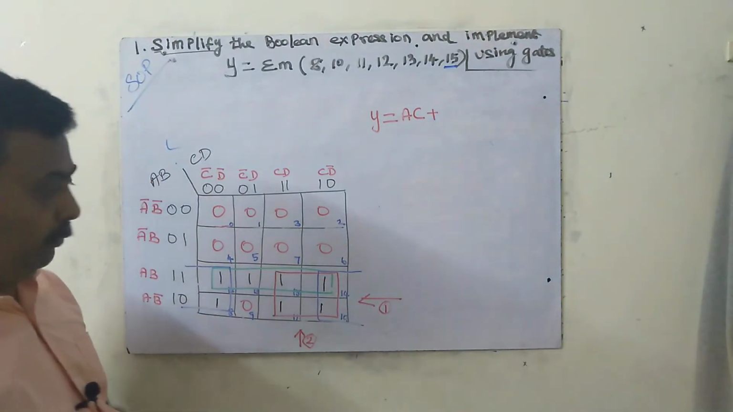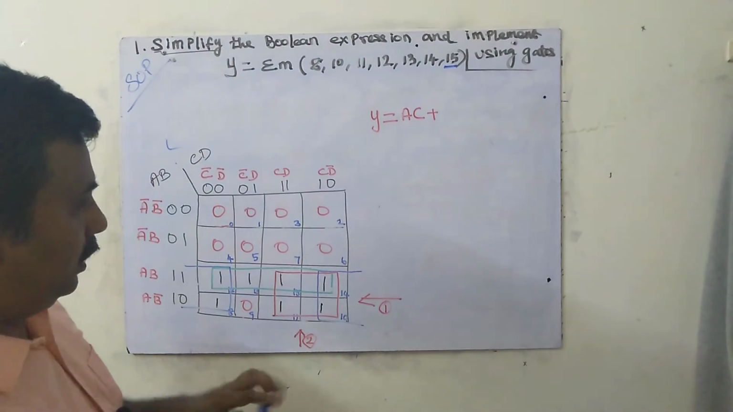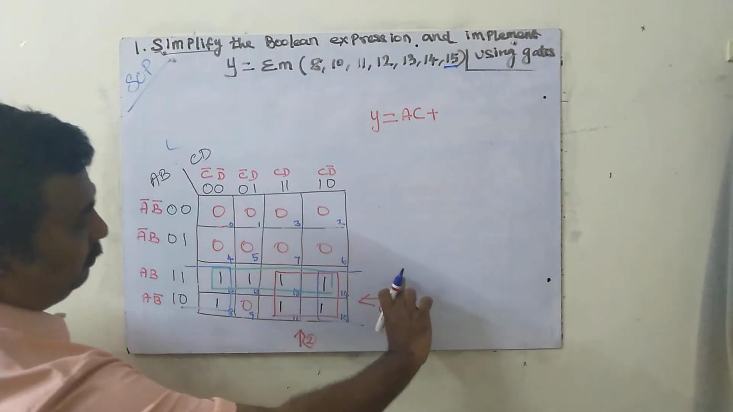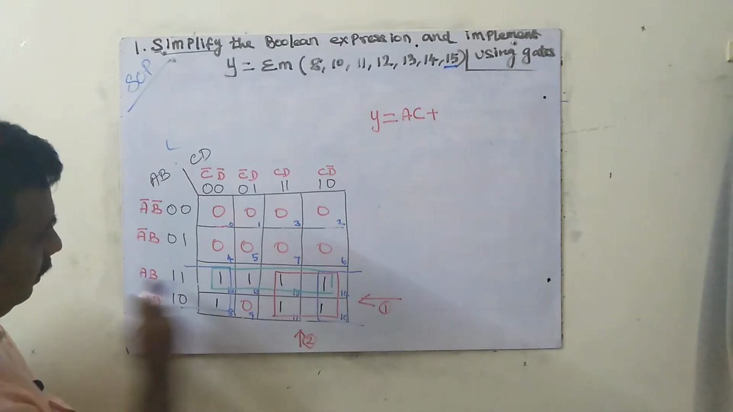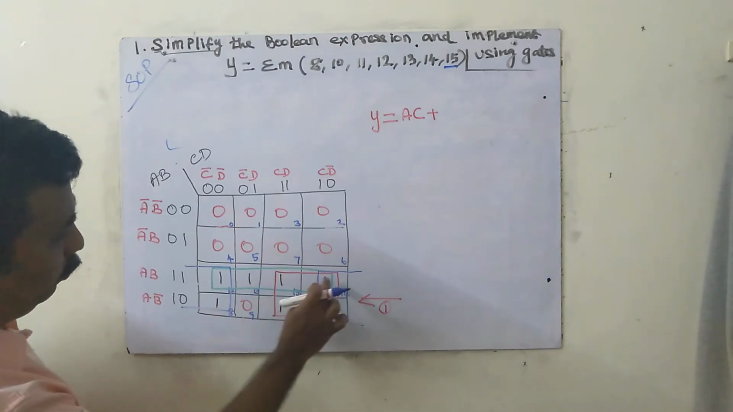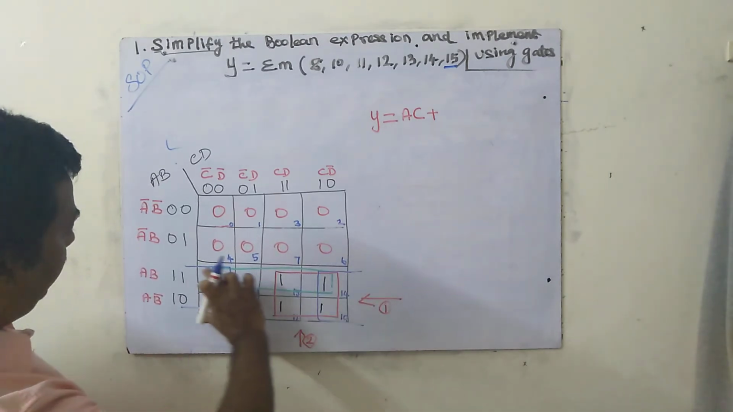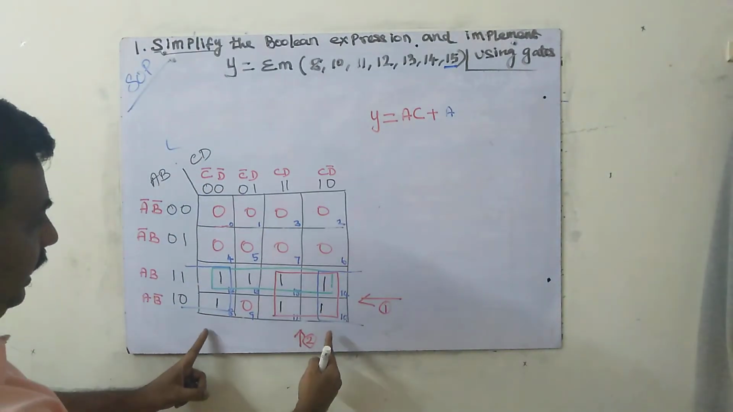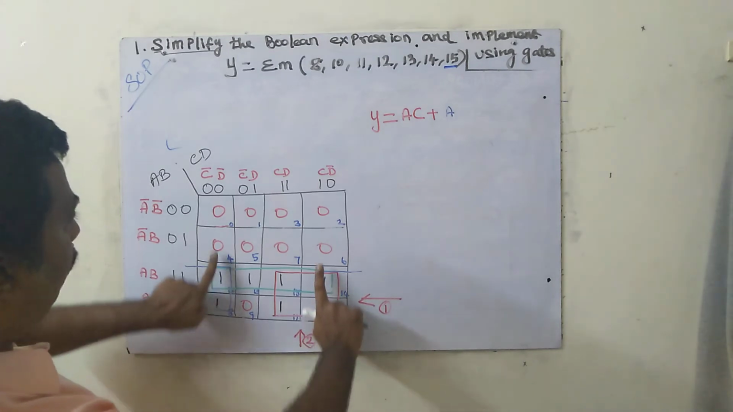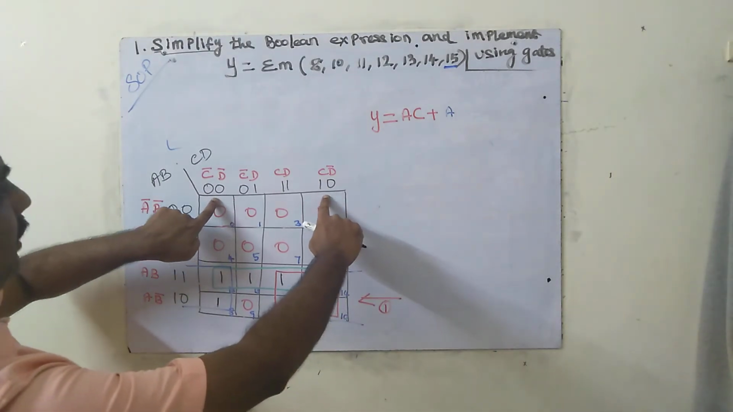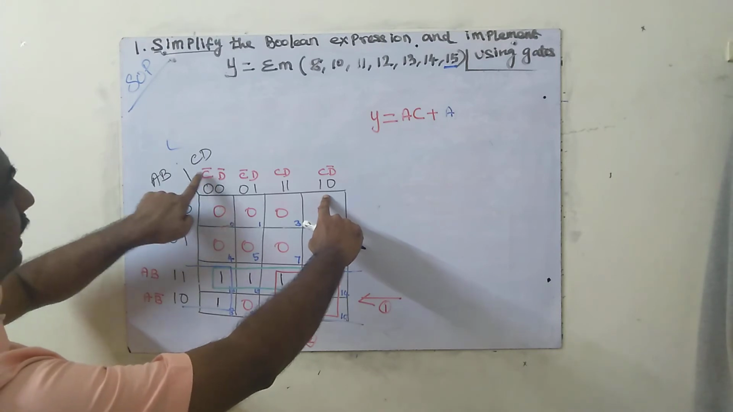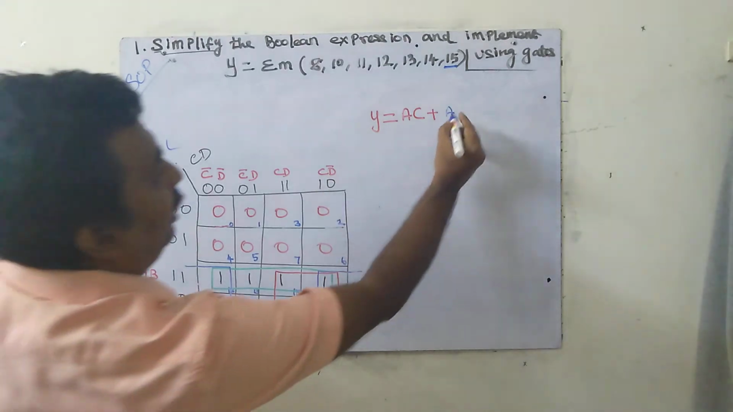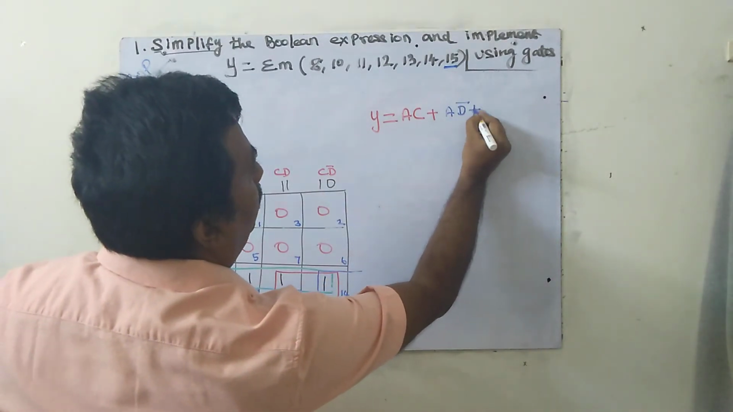Next I am going for the blue color. When I see from here, which is common for all 4 ones, 1, 2, 3, 4? A is common. Then I have to see from here; only these 2 things I have to compare. Which is common? Here it is C bar, here it is C, whereas here is D bar, here also D bar. The common term I have to write. So this is A D bar plus.